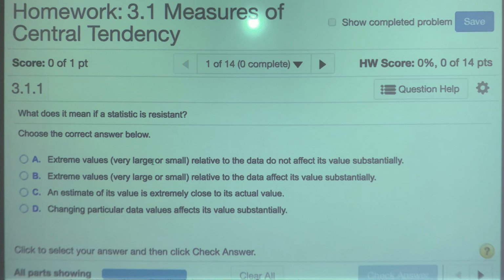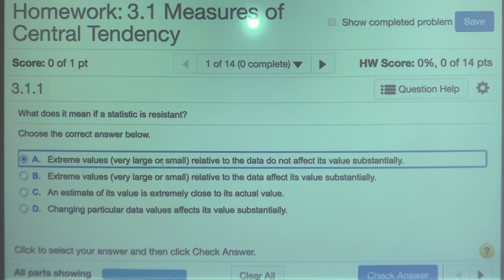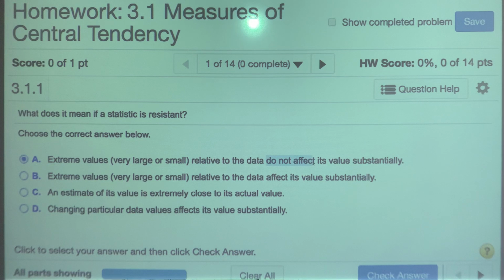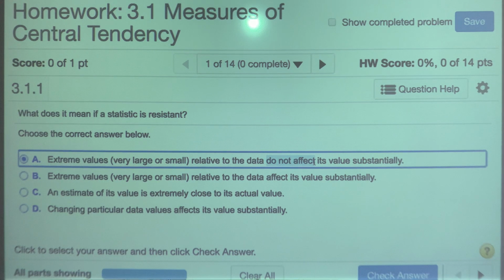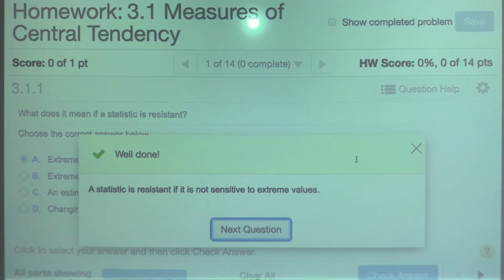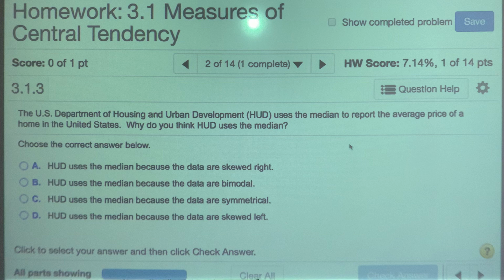So option A for me: extreme values relative to the data do not affect its values substantially. If a statistic by definition is not sensitive to extreme values, then this answer is pretty darn close to that. That means that an extreme value does not affect it. If it is sensitive, then an extreme value will affect it. So this should be the right answer. Okay?